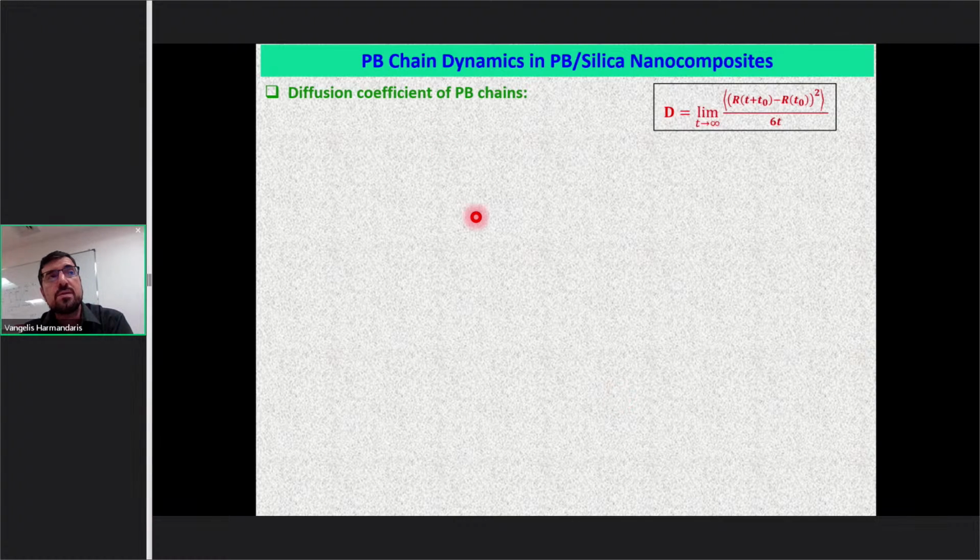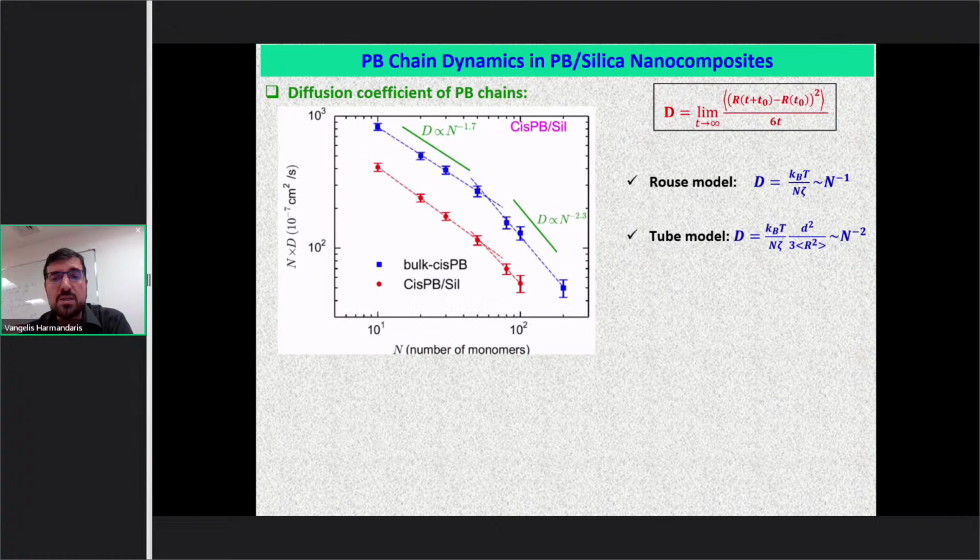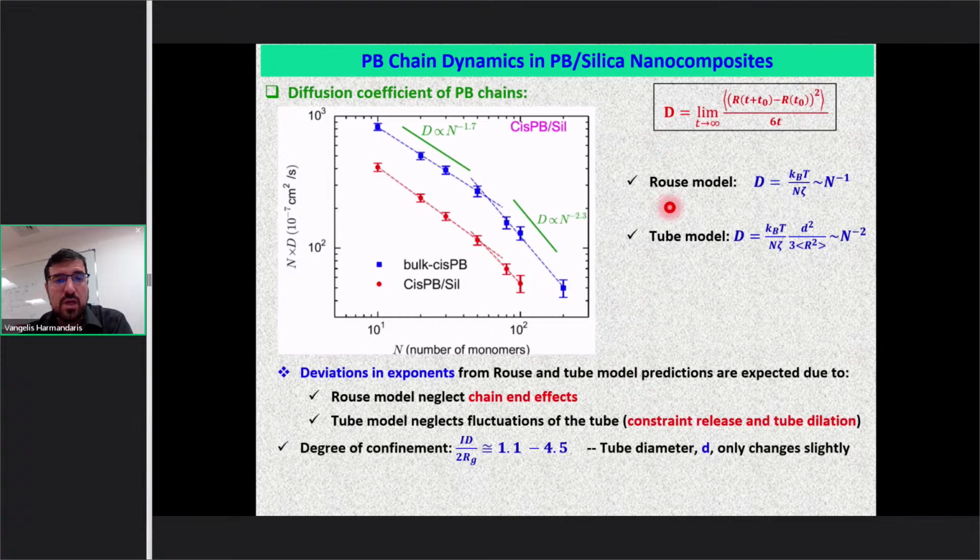The diffusion coefficient is probably the most important property that is related to the mobility of these materials. And then, as you see here, we plot the diffusion coefficient as a function of the number of monomers or the molecular weight of the chains. And the important thing here is that this is the bulk system, and this is the nanocomposite. So all the time, the nanocomposite is above the bulk for the same molecular weight, which means that the nanocomposite systems exhibit a slower dynamics than the bulk ones. And these are now the theoretical models. They're not really so important for someone who is not in the field.